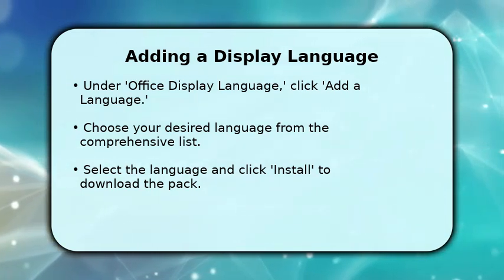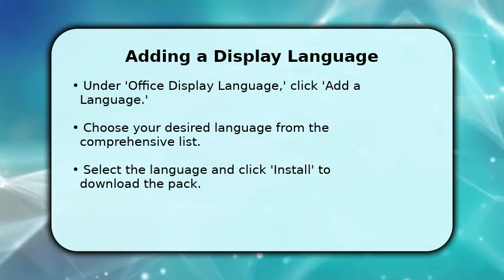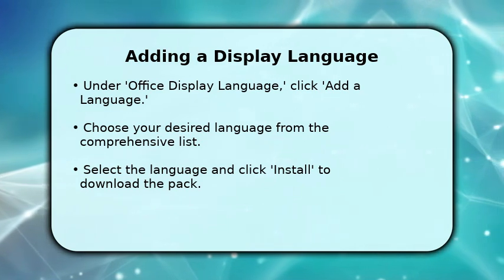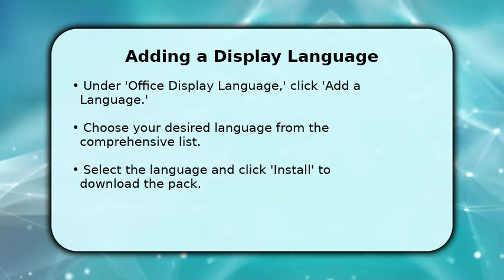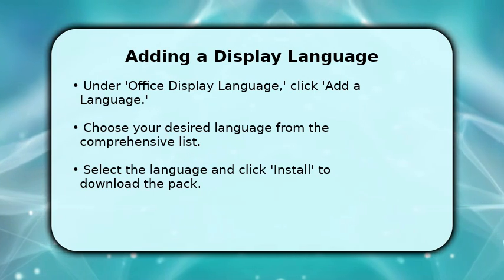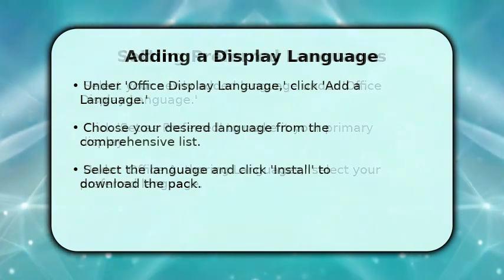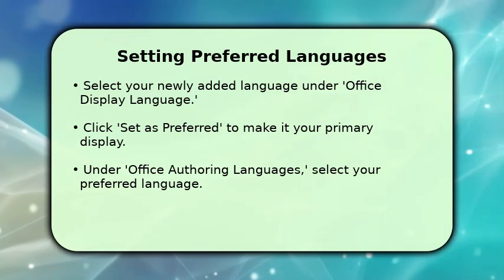A new window will appear, presenting a comprehensive list of available languages. Scroll through, select the one you wish to use, and then click Install. Excel will then download and install the necessary language pack, which typically takes a few moments depending on your internet speed. Once the language pack is installed, you can set it as your preferred display language.